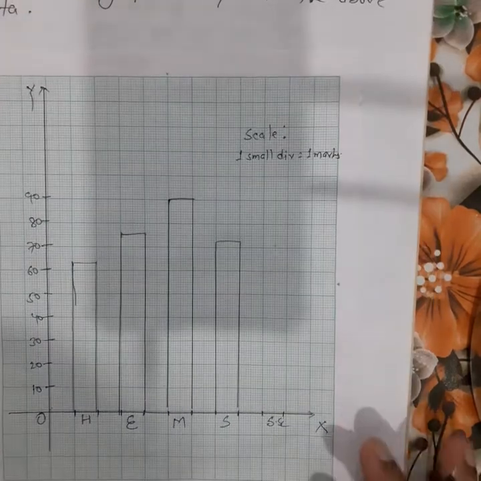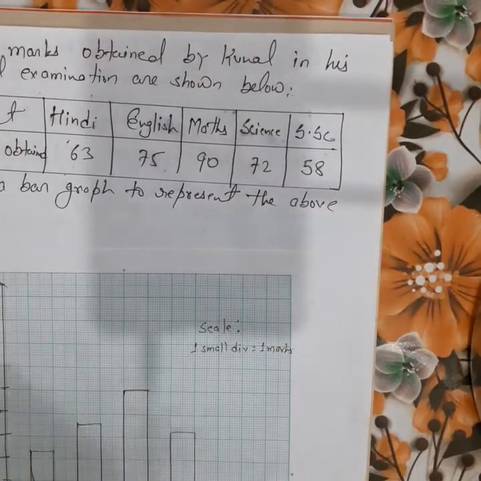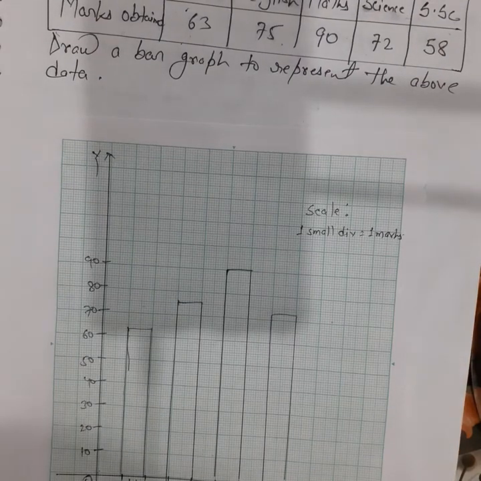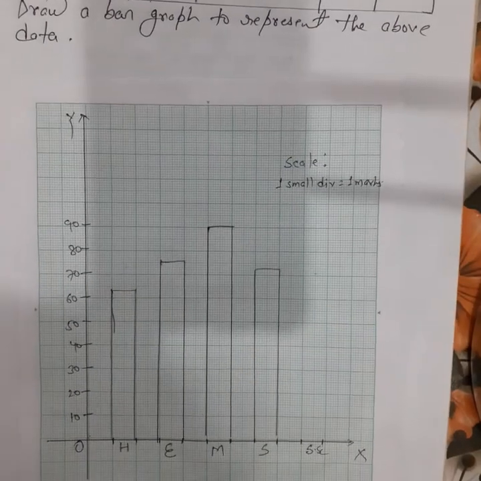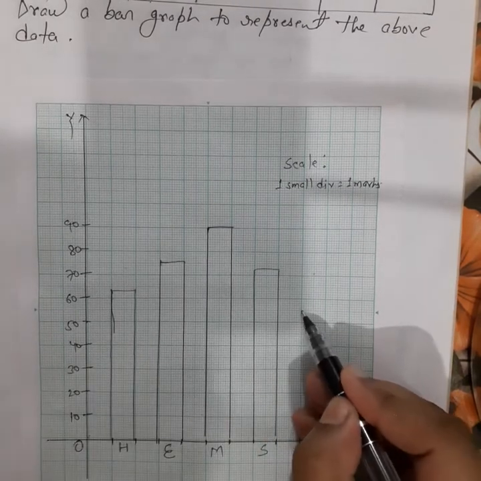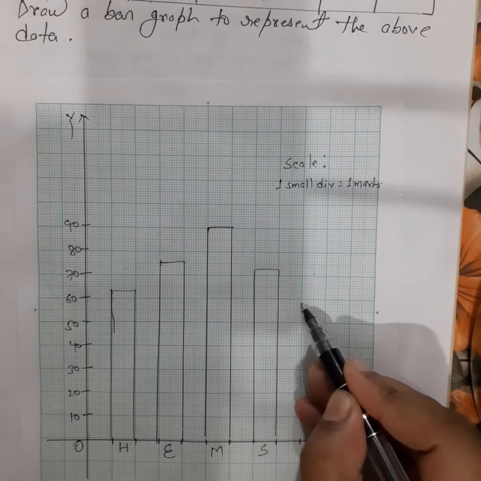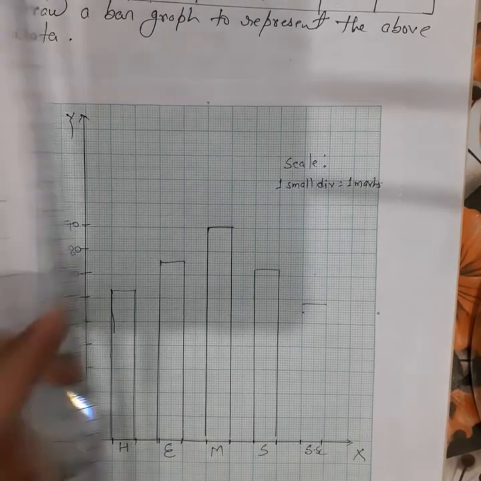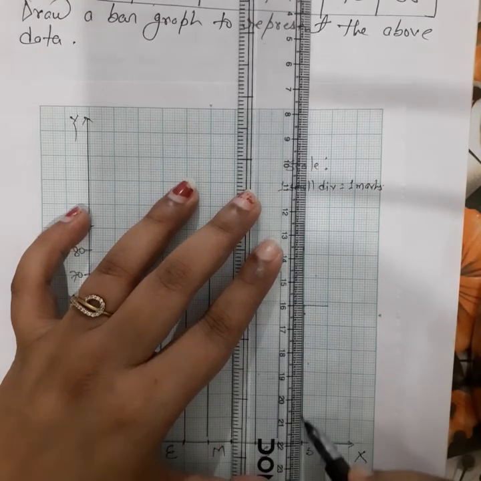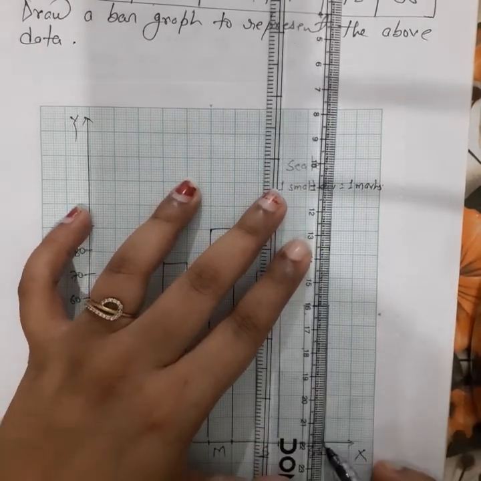And then the last subject, social science, is 58. It means Kunal is not very good in social science. Here is 50, 55, 56, 57 and 58. You have to count each small unit as 1 mark.